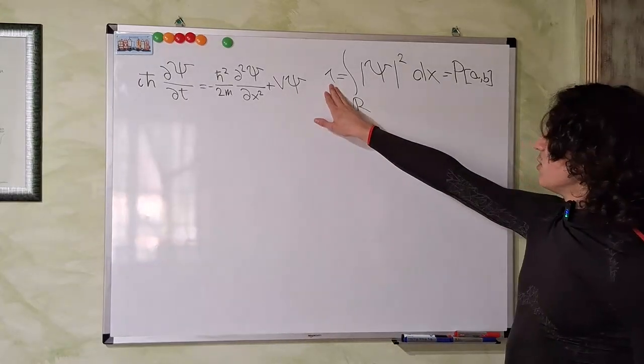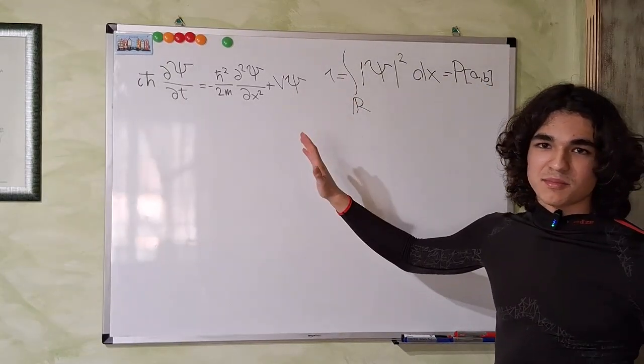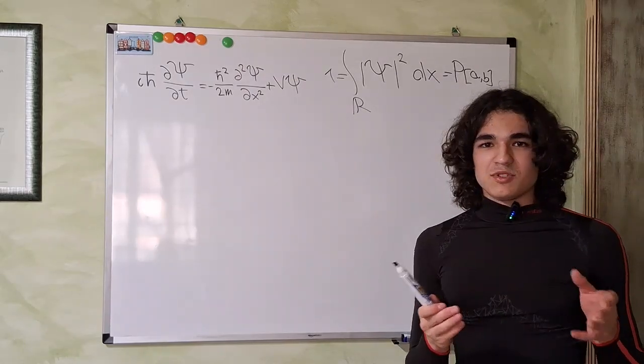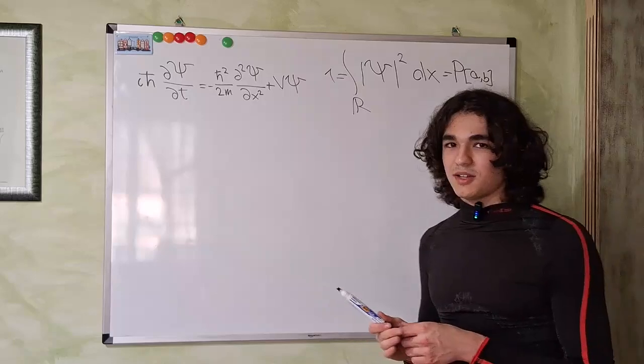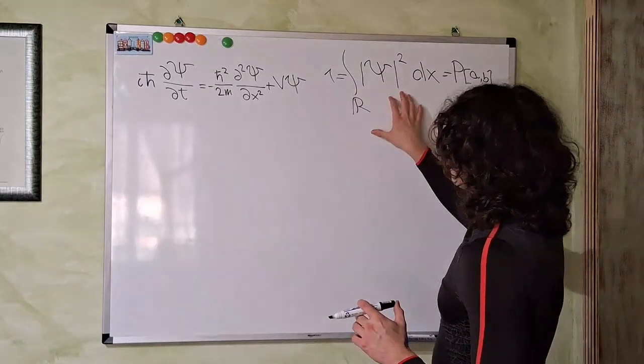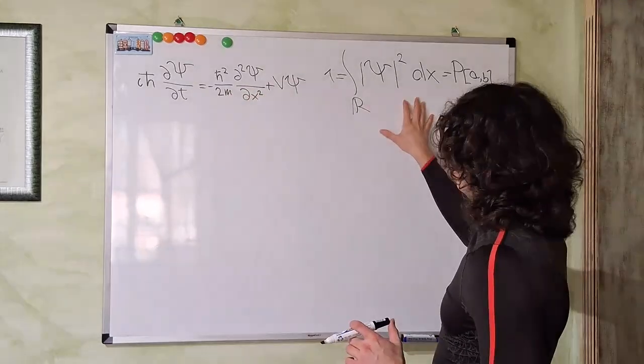And this is a condition we impose: that the probability of finding the particle across all space is 1, because we're not using percentages, we're just using probabilities from 0 to 1. That is much better, in my opinion. So this is a very important condition the wave function has to satisfy.